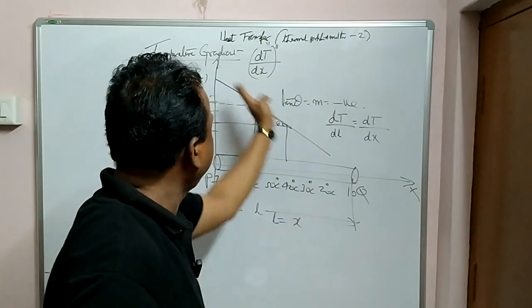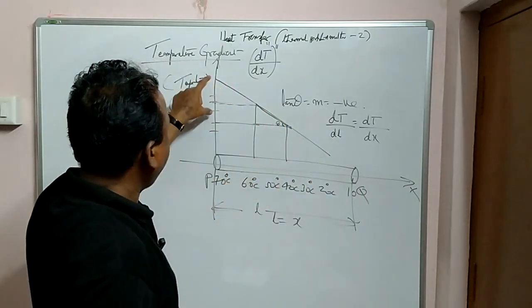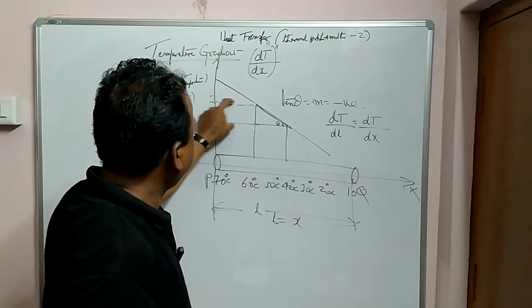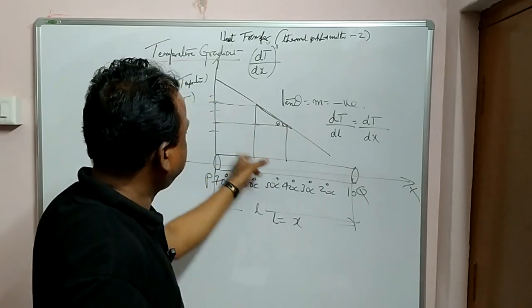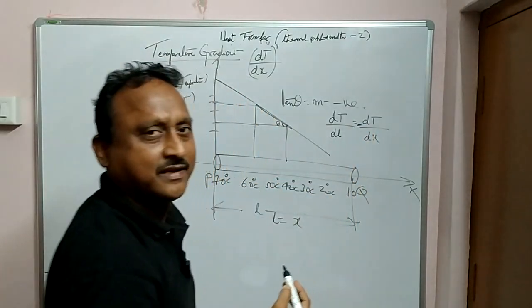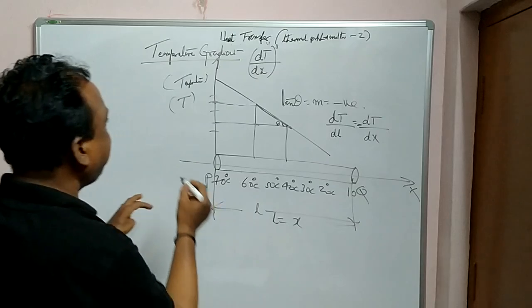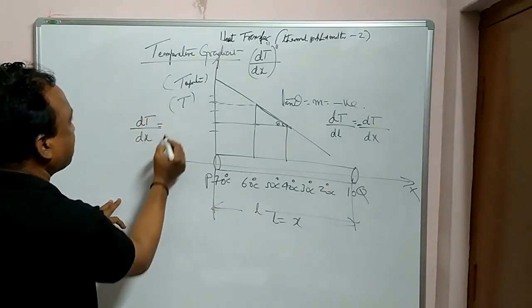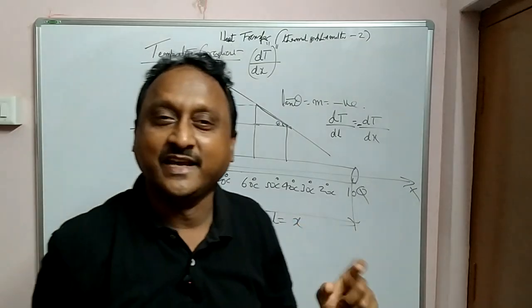Look, the value is decreasing, isn't it? Opposite by adjacent. Opposite value means what? Temperature, dT. Adjacent means what? dx. So it is a negative slope, decreasing. Okay? So that dT by dl or dx is called the temperature gradient.